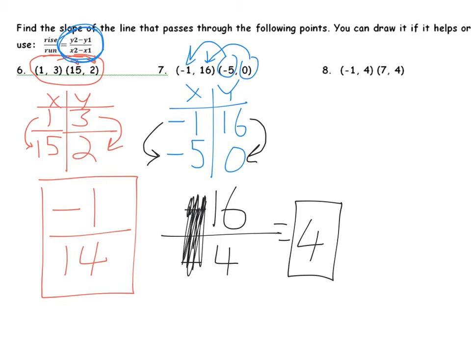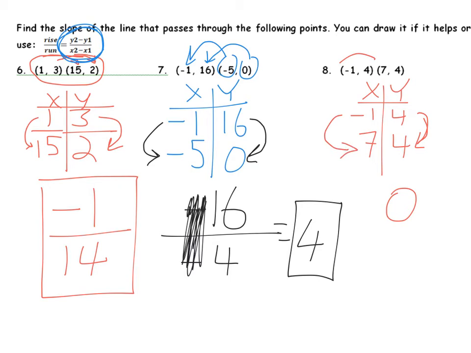This last one, I'm going to do exactly the same way. My first point here, negative 1, 4. My second point is 7, 4. How far do I go from 4 to 4? Well, that's no change at all. That's 0. I don't go up or down at all. What about from negative 1 to 7? I'm going up 8. And 0 divided by 8 is just 0. So that is my slope for question number 8.